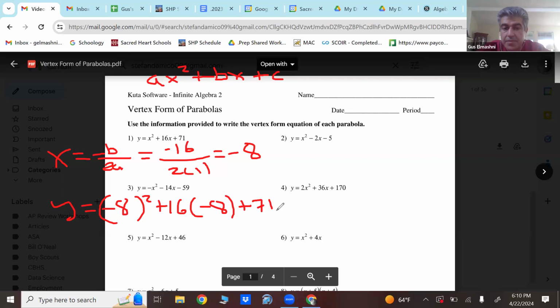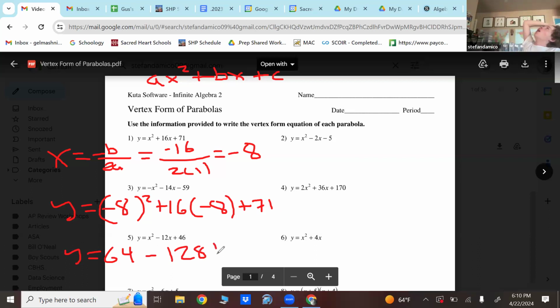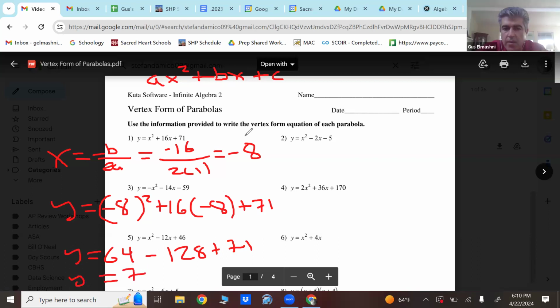And then you've got to work that out, where you'd use a calculator to do that. That's negative 128 plus 135, minus 128, which is 7. So now we have the vertex, negative 8 comma 7.